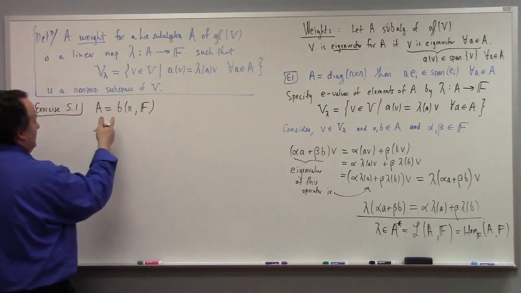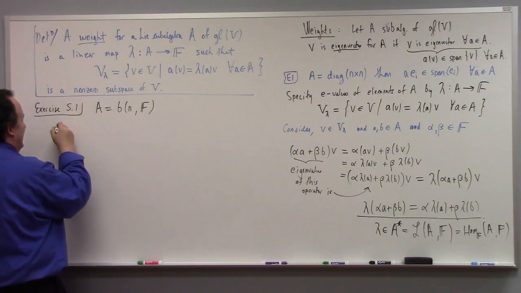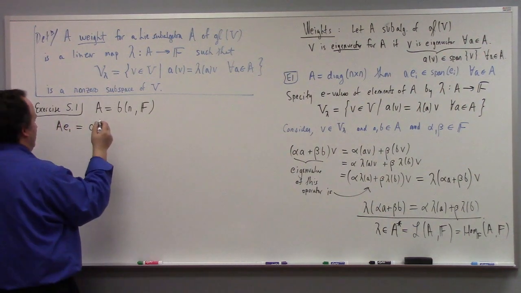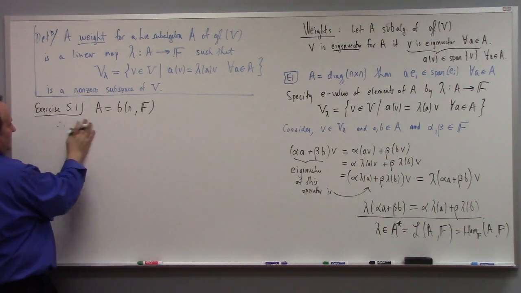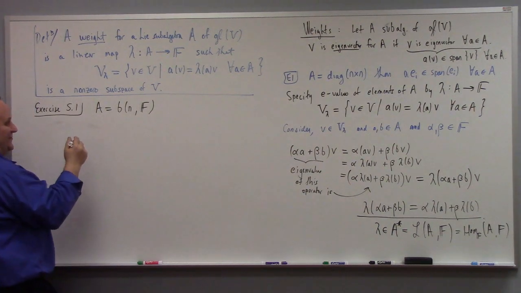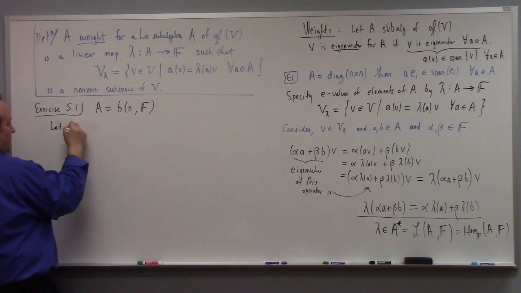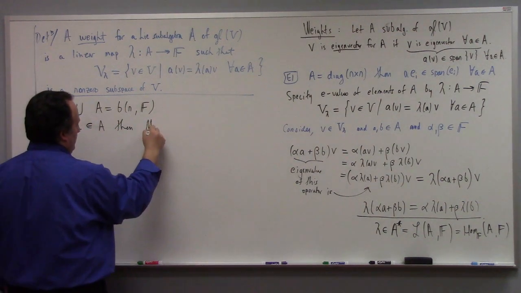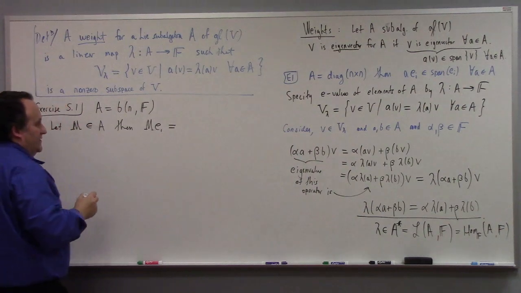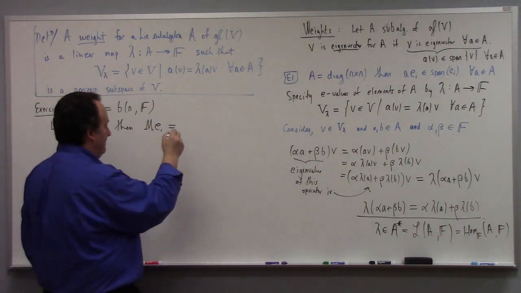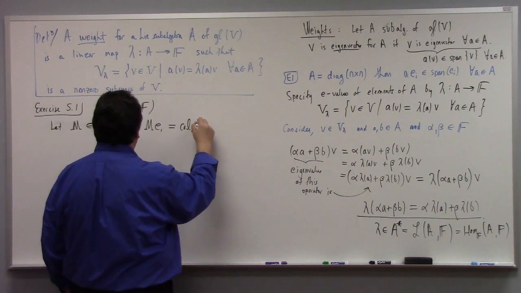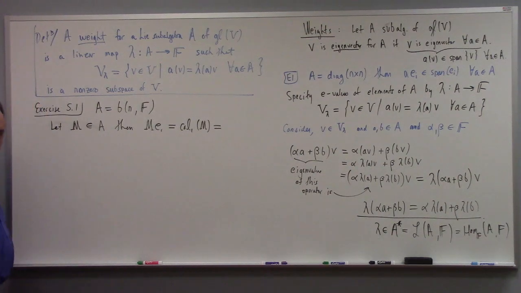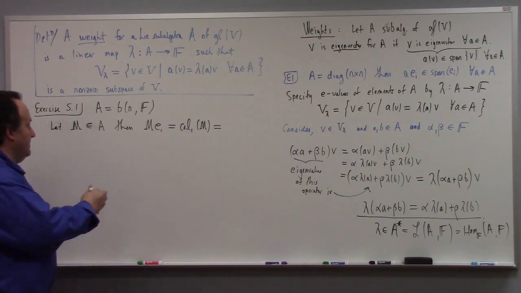Okay, so what is ME1? This is column 1 of M. Excuse me, my bad, let me not confuse the space with the elements. Bad form. Let M be an element of A. Then ME1 is equal to column 1 of M, right? And if A is the upper triangular matrices, what does that look like?